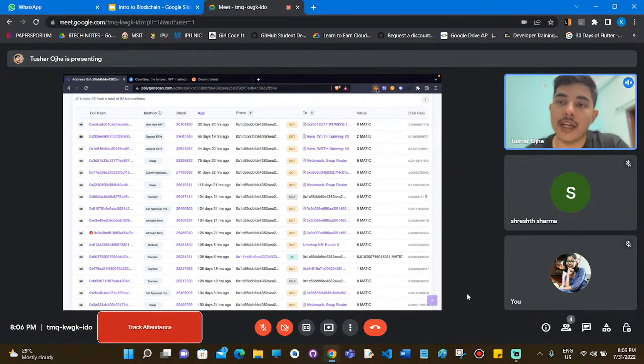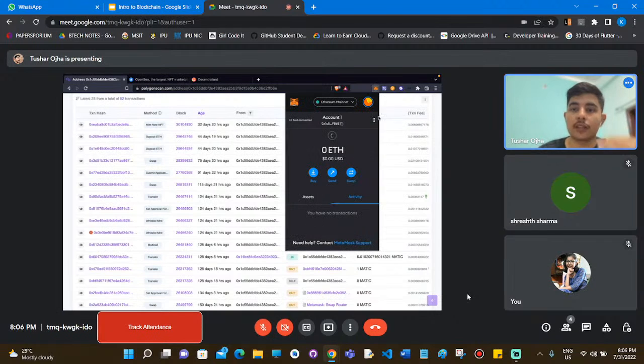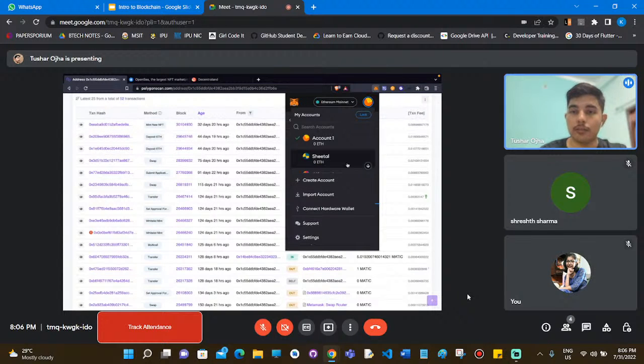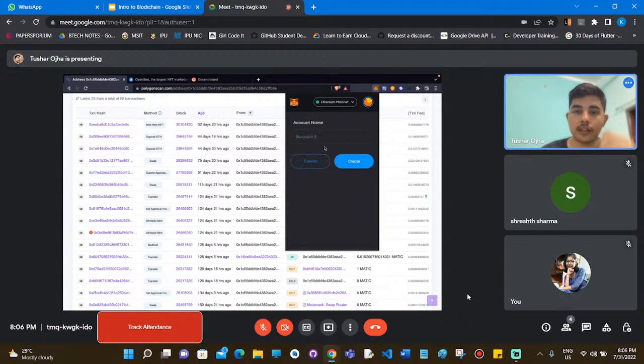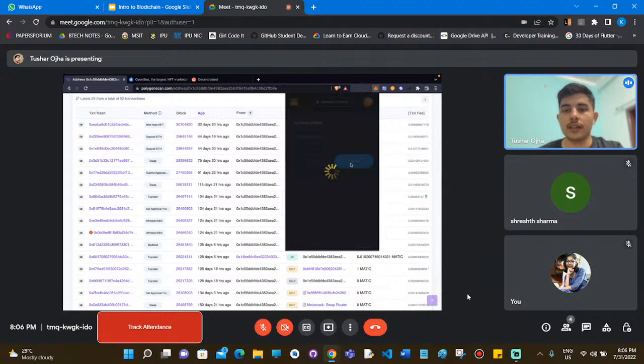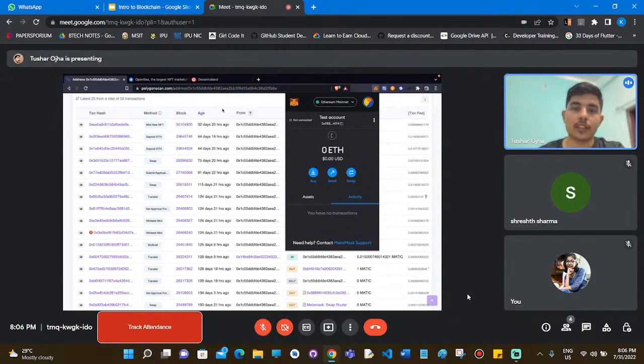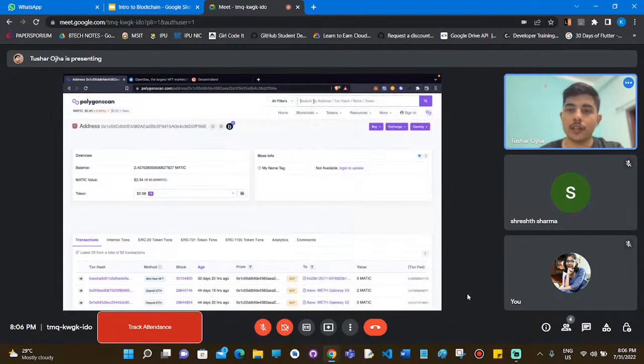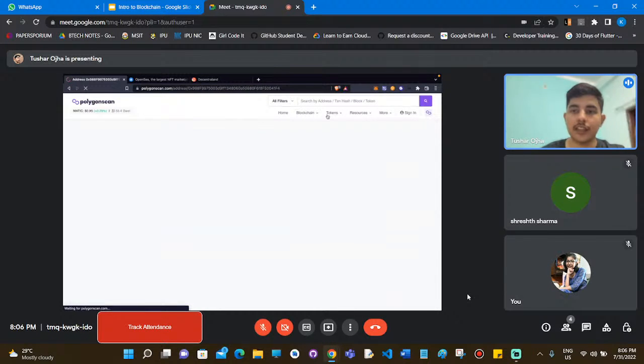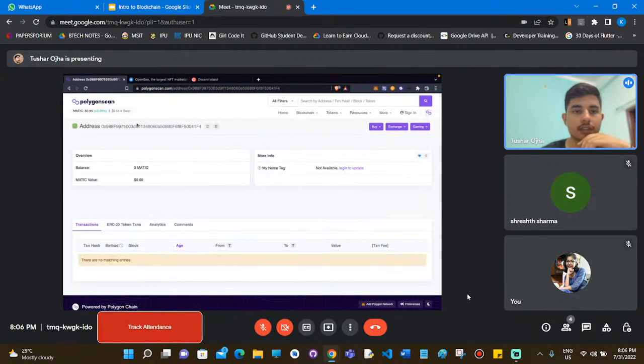For example, I have this MetaMask wallet here. So if I want to generate a new account, I can just click create an account. I'll enter some name, test account. I click create. Boom, the account is created for me. This is the public key for this account. I can also open it up here. So if I disconnect the internet, it's still okay with that. So this is the address, this public key. There are no balances and anything else there.